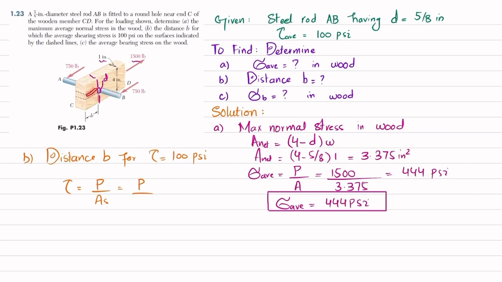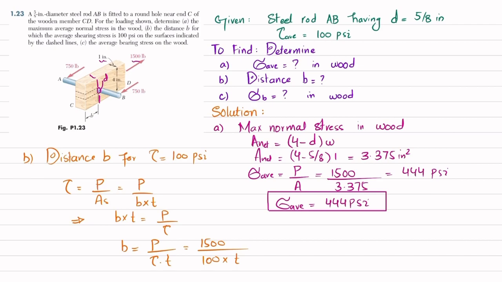So shearing area will be this b into thickness t. So I will write b is this distance and thickness t. Okay, we have the shearing area, so b times t will be equal to P divided by shearing stress. We are interested to find out b, so b is equal to P divided by shearing stress times thickness. So P load is given as 1500 divided by shearing stress 100, multiplied by thickness t, which is 1.